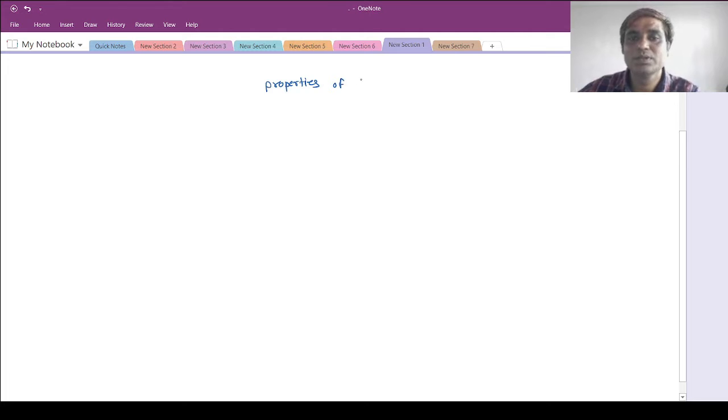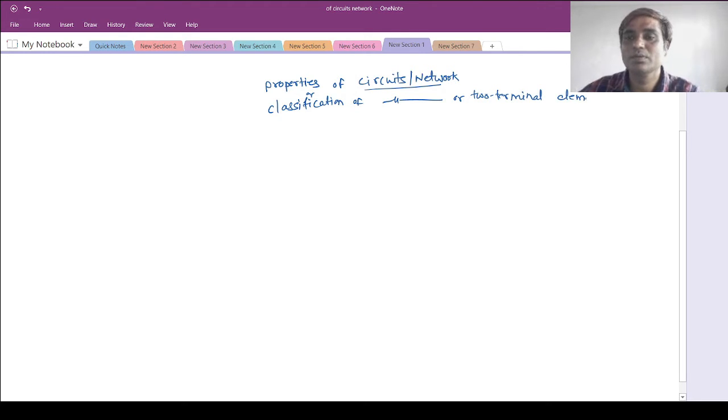of circuits, or I will call them networks. Or I can also say the classification of circuits or networks, made up from two terminal elements. If I am using two terminal elements in a network, I can call it a circuit or network.